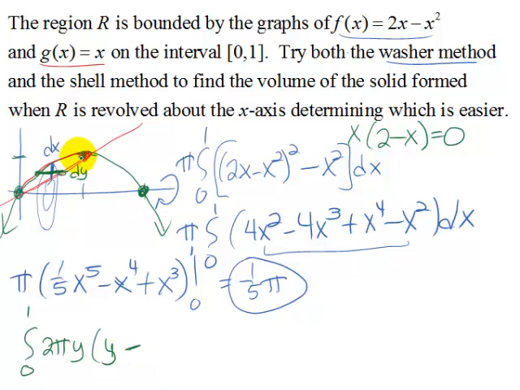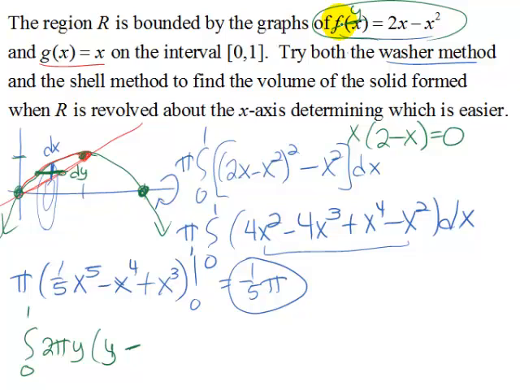minus this function here. Right now we have y as a function of x, and we want x as a function of y. It is doable, but it's going to involve some algebra. So right here I'm kind of tempted to say the washer method's easier, but let's go ahead and do this and see what kind of an integral we get.